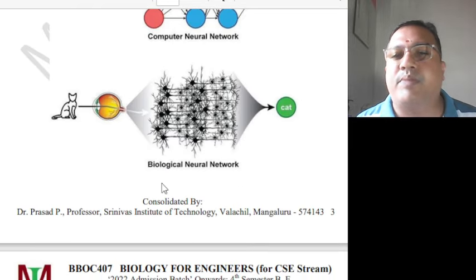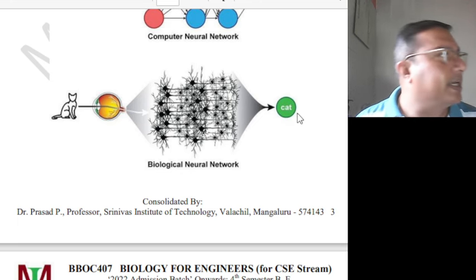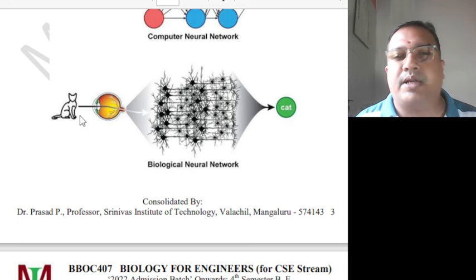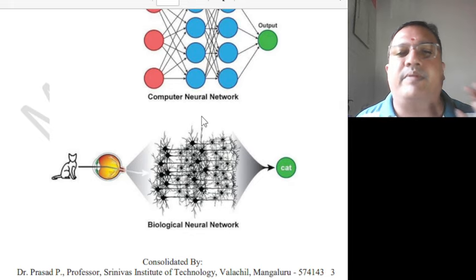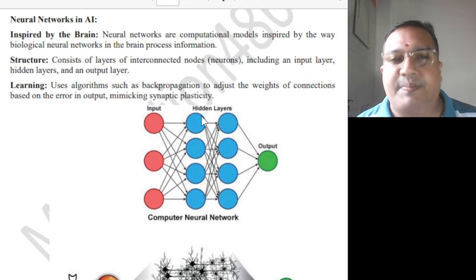So this is how the biological neural network works: the eye sees a cat, and finally you say that it is a cat. The word given to that particular animal is cat, that is already fed in our mind, and when we see it, it is processed. Okay, so it is inspired by the brain only, the neural network in artificial intelligence.